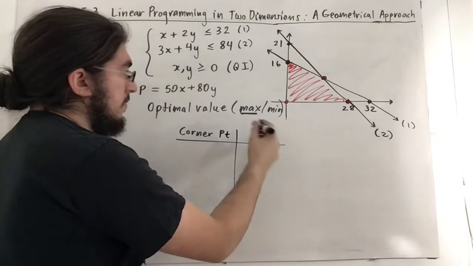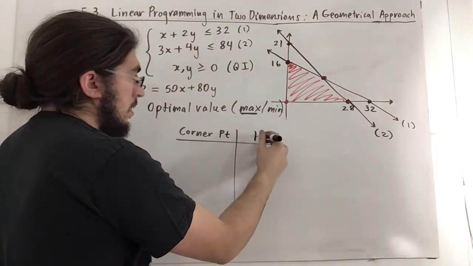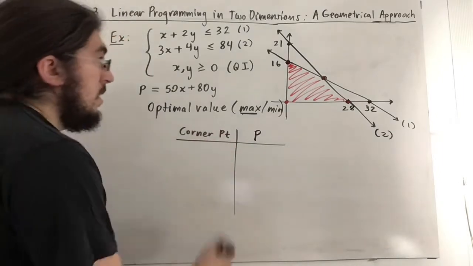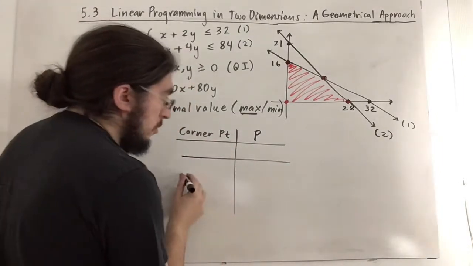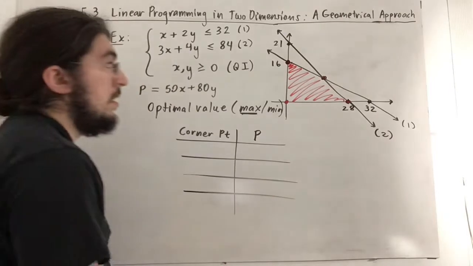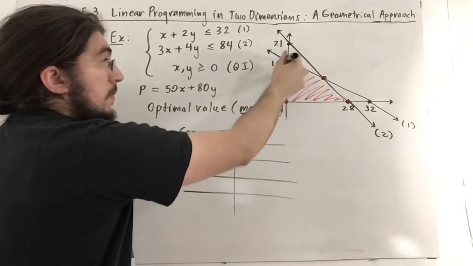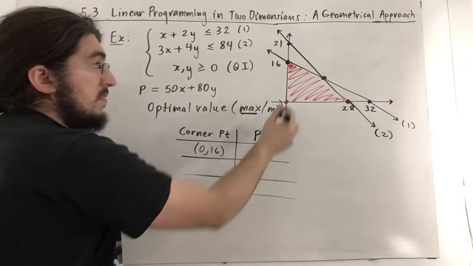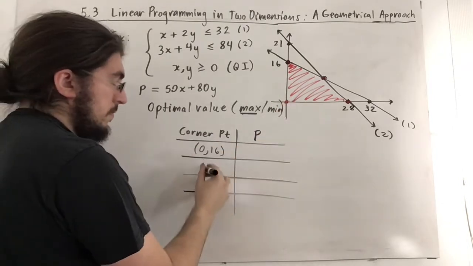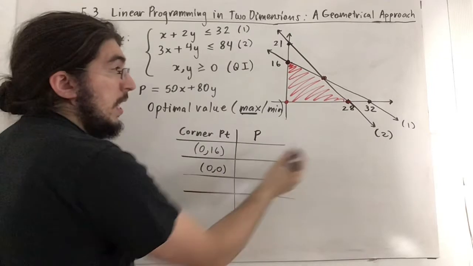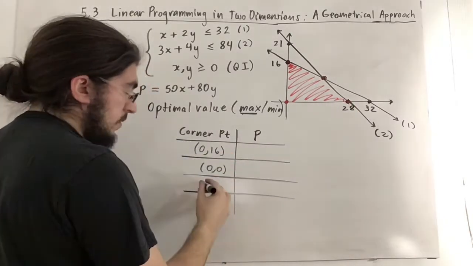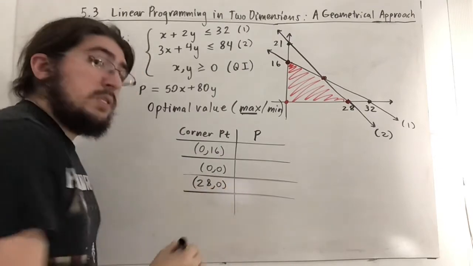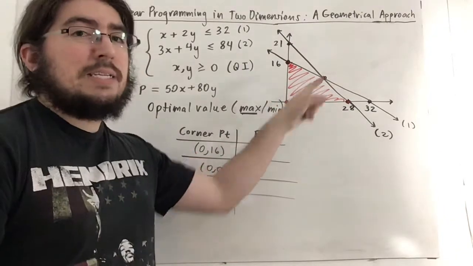And then we have our objective function P. So what are our corner points? We have 4 corner points to plug in. So we have 0, 16 up there. We have 0, 0 here in this corner. And then this corner point is 28, 0. And then finally we have the most interesting of them all, where they intersect.